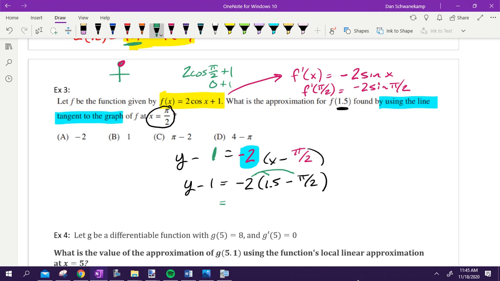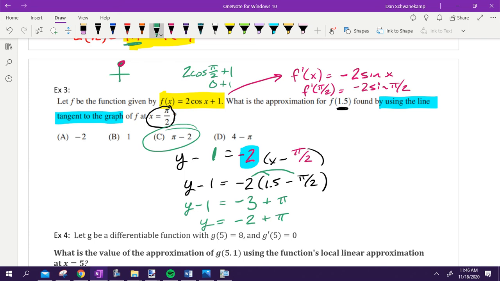What is negative 2 times 1.5 going to get me? Negative 3. And negative 2 times pi over 2 is going to get me plus pi. Last thing I got to do is add 1 over. So if I add 1 over, negative 2 plus pi, pi minus 2, same difference. A little bit different, but you can handle that.